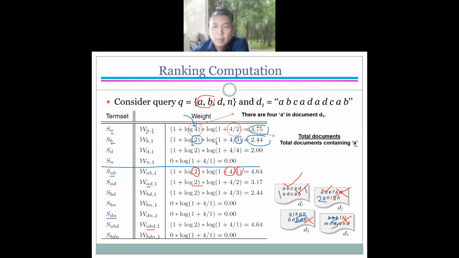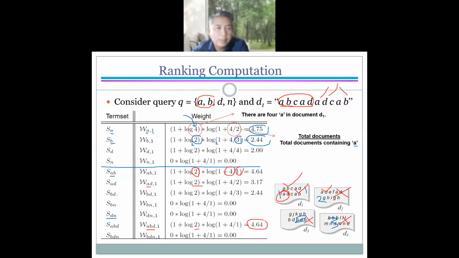So for ABD, we have A, B, and D. So this is considered 1. And then we also have A, D, B. Okay, so we have 2. So we only have 2 here. Okay, so out of all the 4 documents, we only have this. Okay, and when we compute, we get this. So once we get all the weightage, then we are ready to compute the distance.